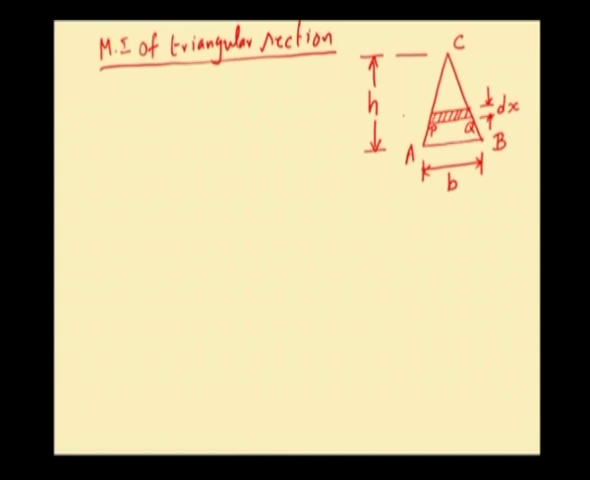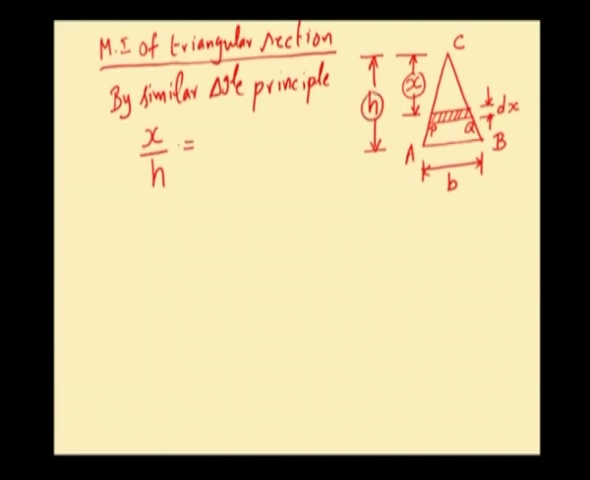Let this strip be at a distance of x from the apex C. By applying similar triangle principle, the distance x divided by the height of the triangle h, x divided by h will be equal to the width of the strip PQ divided by the base width AB, which is small b. Now, we can determine the width of the strip PQ. So, width of the strip PQ will be equal to x into b divided by h.